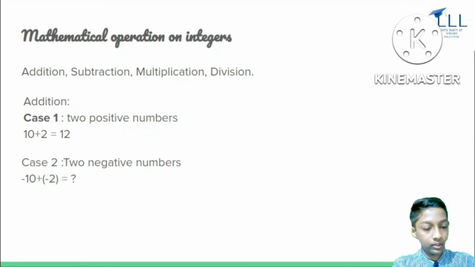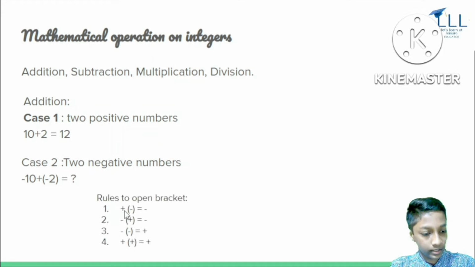Now let's go to case 2. In case 2 we will get two negative numbers. When we add a negative number to another negative number, the sum will be a negative number with a higher face value than both the numbers, and prefixed with a negative sign. Since negative 2 is in a bracket, we have to remove the bracket. But to remove the bracket, there are certain rules. Now let's see those rules.